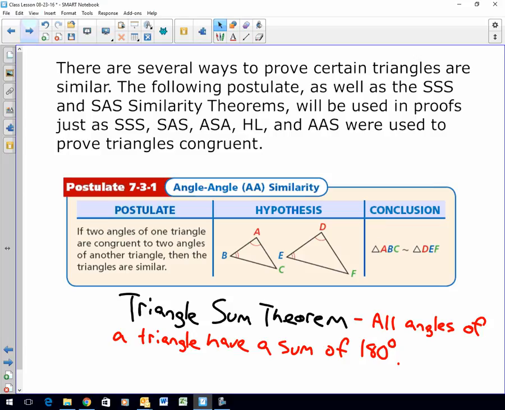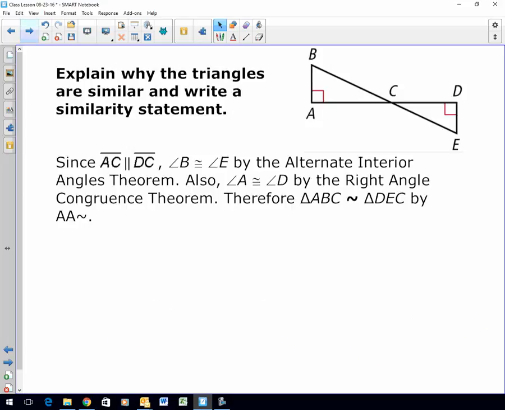All right, here we go. Just read it. Explain why the triangles are similar and write a similarity statement. Since AC is parallel to DC, angle B is congruent to angle E by the alternate interior angles theorem.